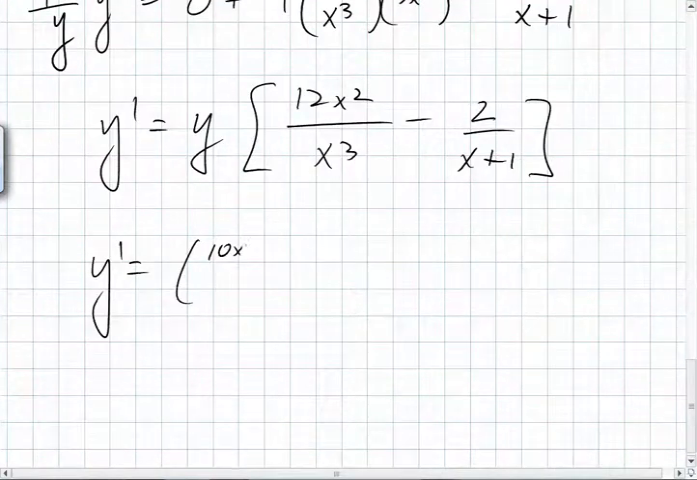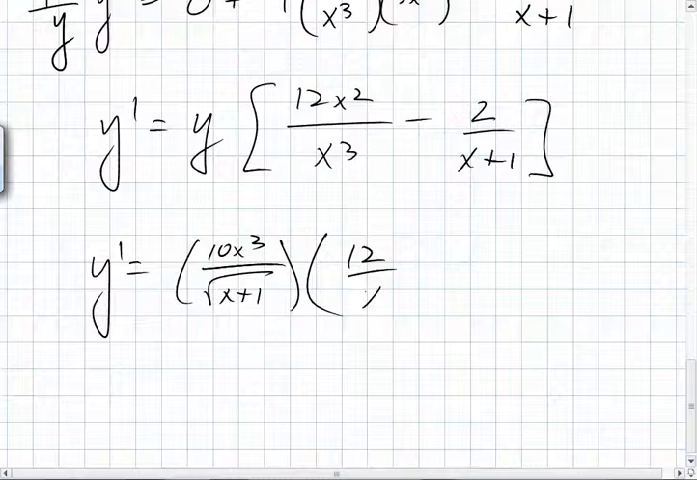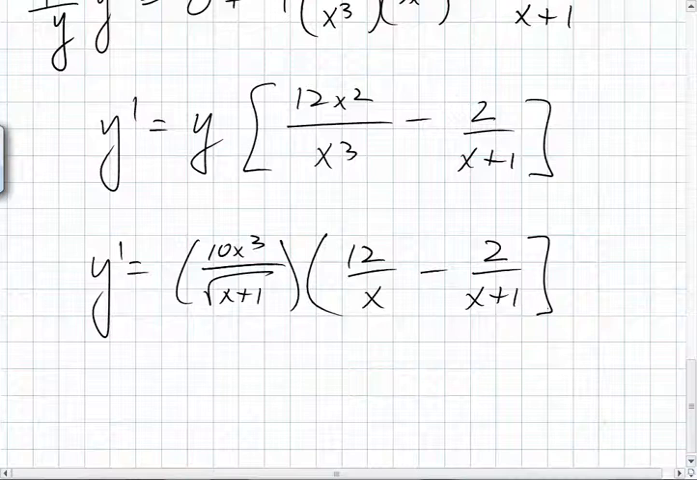So it's, was it 10x cubed over the square root of x plus 1 times, do things cancel here? 12 over x minus 2 over x plus 1, to the what? Oh, is it to the fourth? The whole thing is to the fourth, yeah. There it is. And that's not a bracket, that's a parenthesis right there.